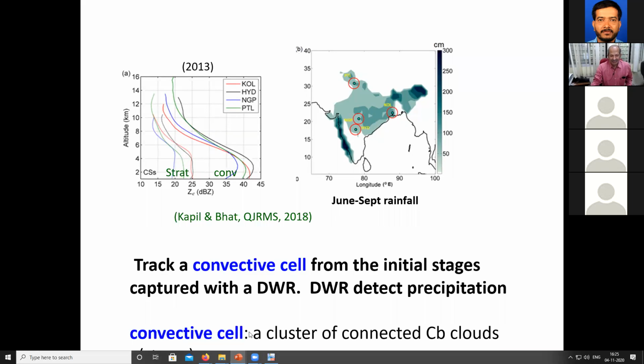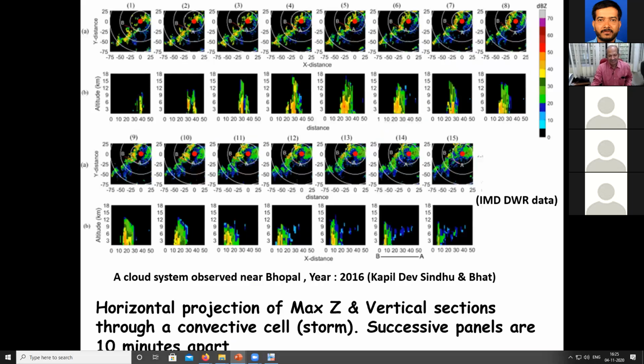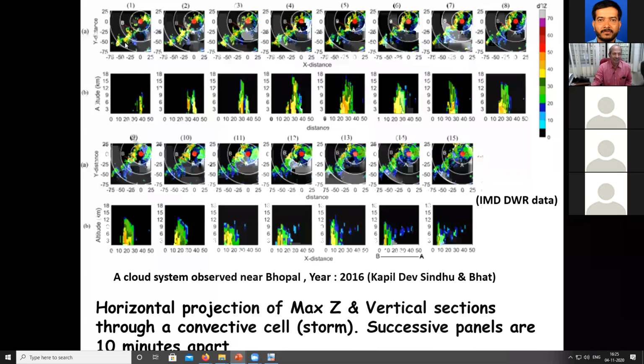What we have done is try to identify a convective cell and see how it grows. It is a very busy figure, but let me try to explain what it is. The one on the top panel projects the maximum radar reflectivity measured by the radar on a horizontal plane, that is this patch. Wherever you see red and orange, those areas have deep convection, and where you don't have clouds, it is dark. Each panel is separated by 10 minutes.